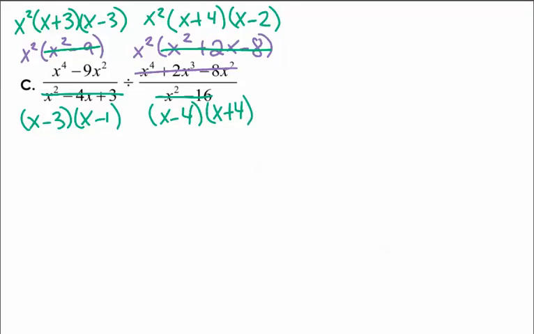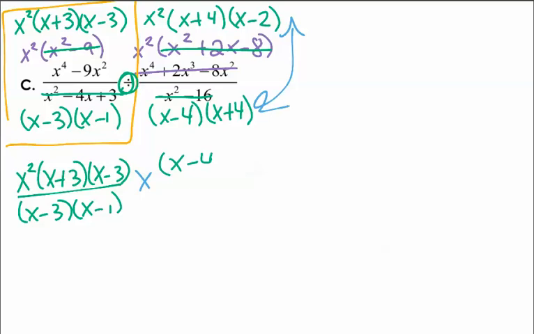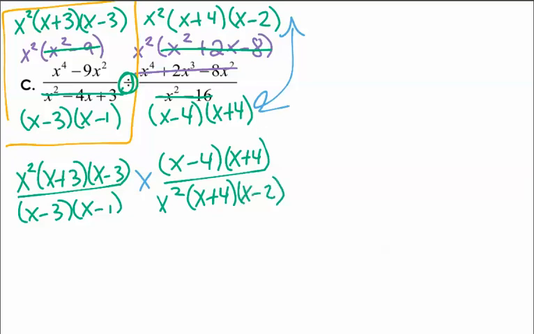So I'm going to rewrite my first term here exactly how it is, 100% factored, with x squared times x plus 3, x minus 3, all over x minus 3 and x minus 1. And now I'm changing this division sign right here. I'm changing that to multiplication, and I'm going to go ahead and flip these. So I'm going to have now x minus 4, x plus 4 on top, and I'm going to have x squared, and x plus 4, and x minus 2 on the bottom. So now I've changed this into a multiplication problem, so I can go ahead and squish everything together.